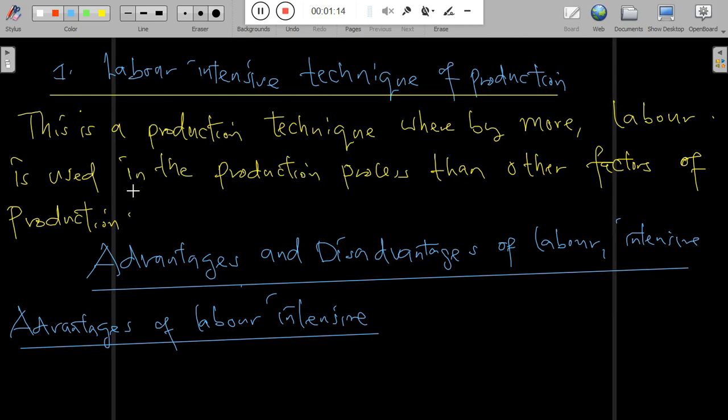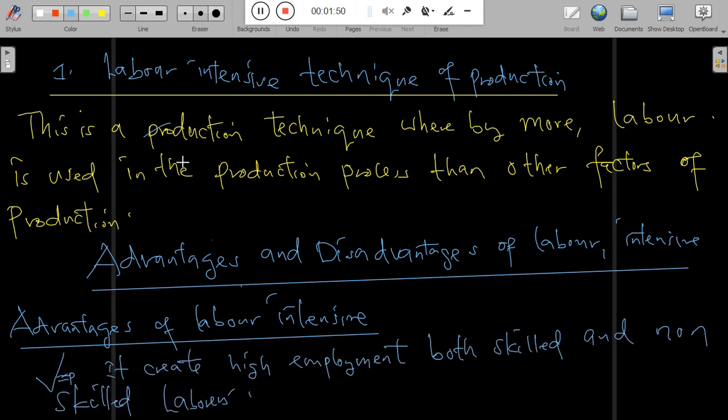Under the labor-intensive technique of production, more labor is used in the production process than any other factor of production. It may be the target of a manager, producer, or owner of the firm to apply more labor because he or she is not able to meet all the input factors of production needed for large production or expansion of production. Or it may be for the purpose of lowering cost and so forth.